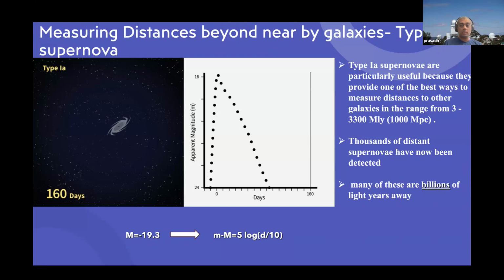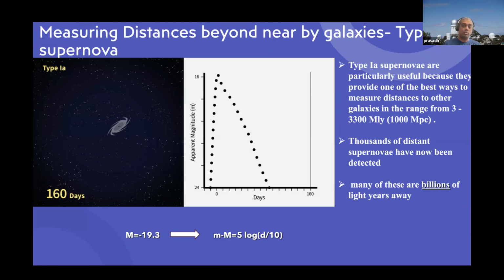Now, the advantage is that type 1a supernovas are very, very useful, because you can use these supernova explosions to measure distances up to 1000 megaparsecs if you want, right? So that's a huge distance. You can measure the distances of galaxies up to billions of light years away using this method. But there is a limit for this one as well, but you can measure most of the distances.